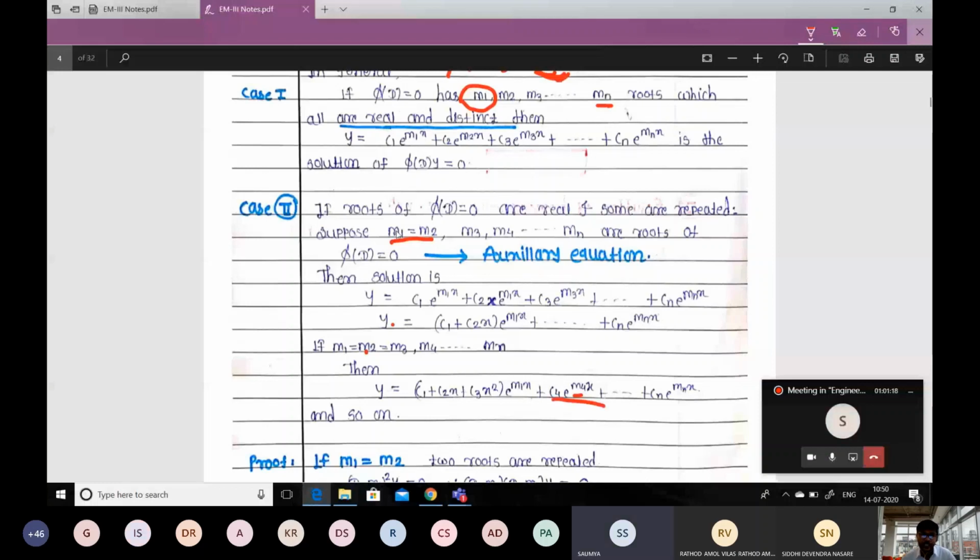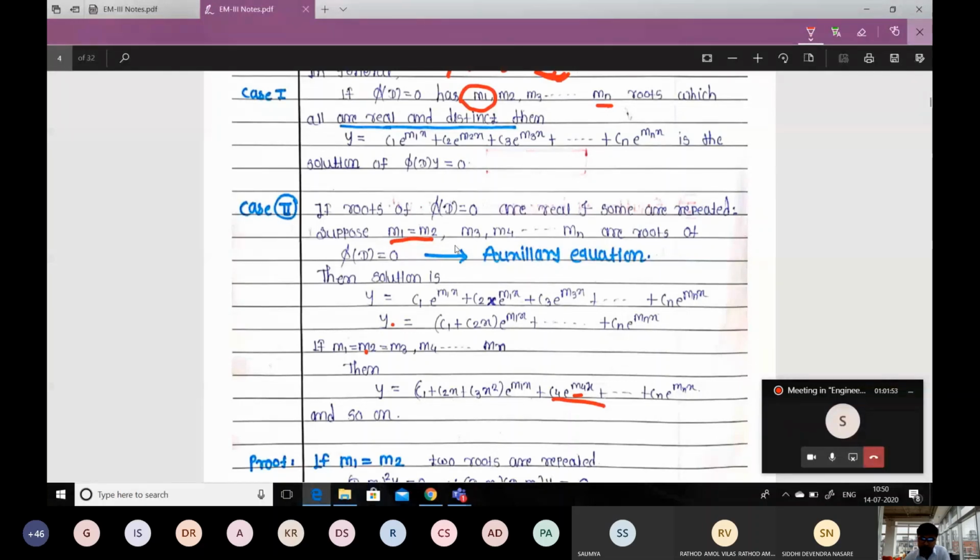OK, in case of case number 2, if the roots of that auxiliary equation are real and some are repeated. OK, some are repeated means what? So for example, I am considering n roots, and out of those n roots, the first 2 roots m1 is equal to m2, they are repeated. That means they are equal to each other. OK, so in case of equal roots, corresponding to that root, what will be the solution? In the same way we would write c1 e to the power m1x plus c2 e to the power m2x, but they are equal.